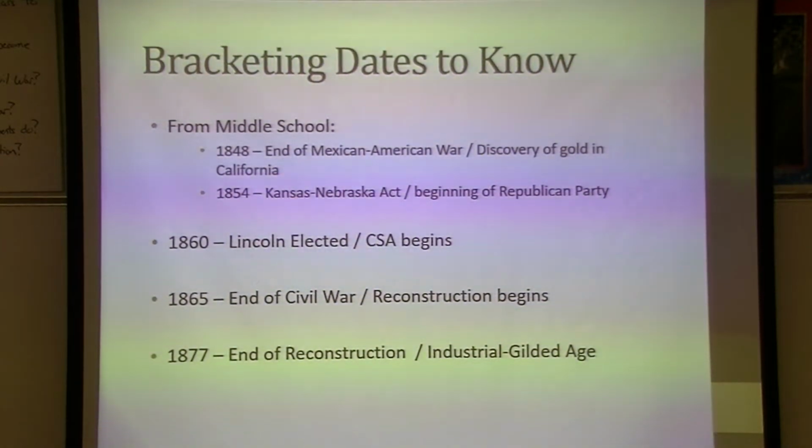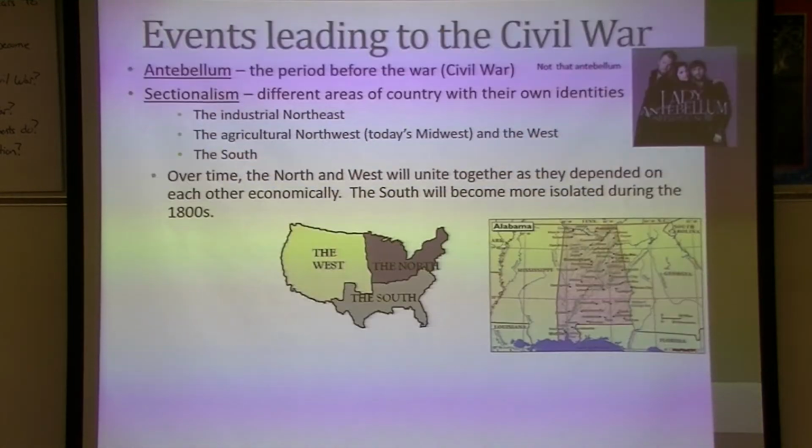Going back to the first week of school, where we covered the bracketing dates. For this one, 1848, the end of the Mexican-American War. This is the time period we're really going to be focusing in on, and what happens after that. The discovery of gold in 1848, the 49ers that came to California in a gold rush. This will spur on a lot of the things that happened, like the Compromise of 1850. We will end with 1860 when Lincoln is elected. The Confederate States of America is born.